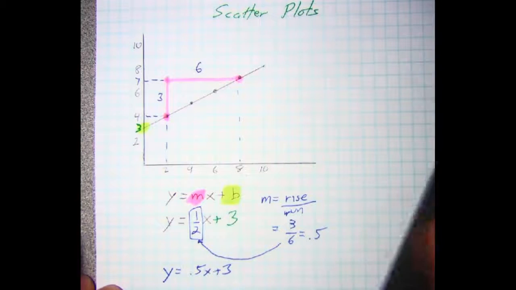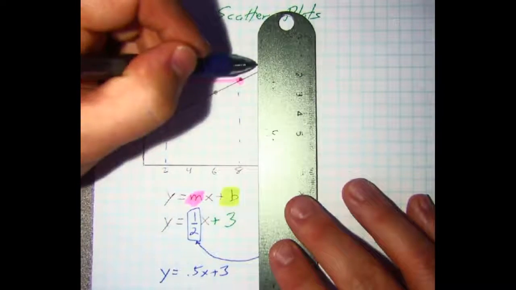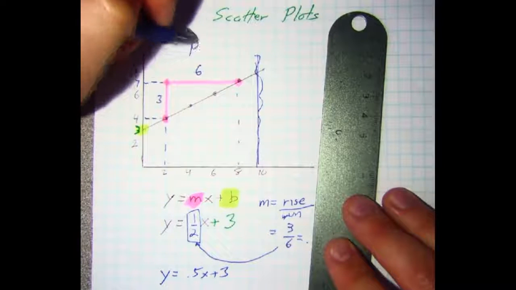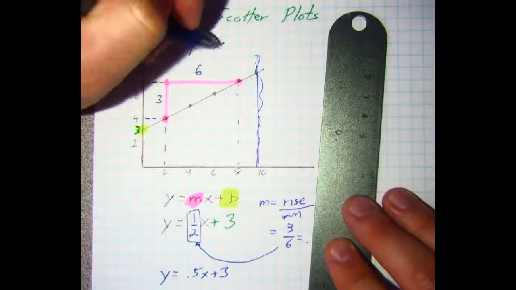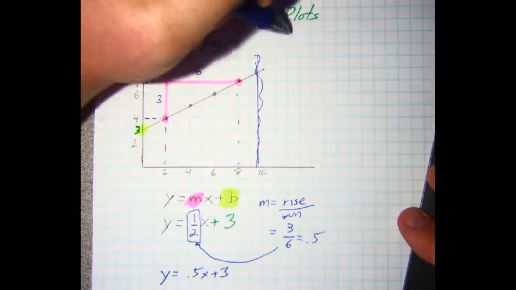Well, you're going to use this to predict. So think of this as the present. Everything that we just did, all this right here, is all the present. And then you're going to use it to predict something in the future on this side.